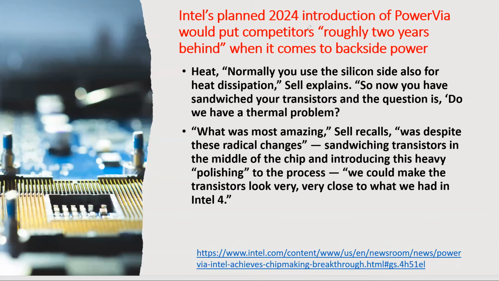Intel's plan is to introduce power via backside PDN in 2024. And they claim they will put competitors 2 years behind in this process. I think that's true too. That's pretty much true, because they did it much earlier, and then Samsung and TSMC. Samsung is very far behind. TSMC is trying to catch up, right?